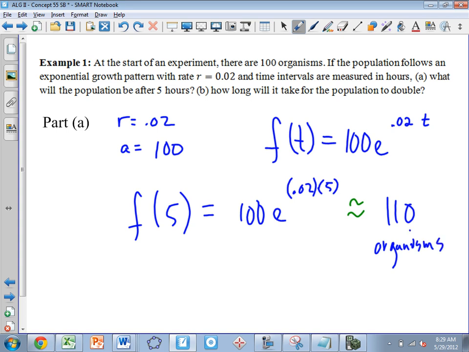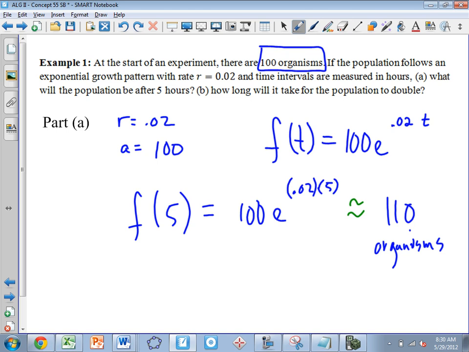Now, for part B it says, how long will it take the population to double? So what do we want to know when the population is what? 200. Again, let's take a look. Here's the original population. Double that would just be 200. So what we're doing now is we're really setting y equal to 200. And what are we solving for in this case? x, or in this case, t.